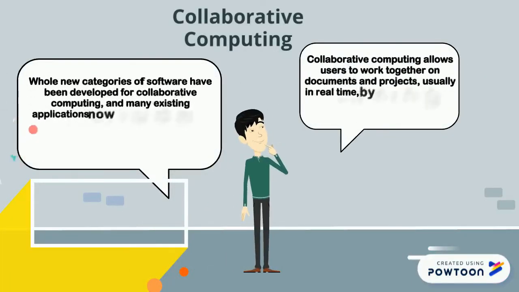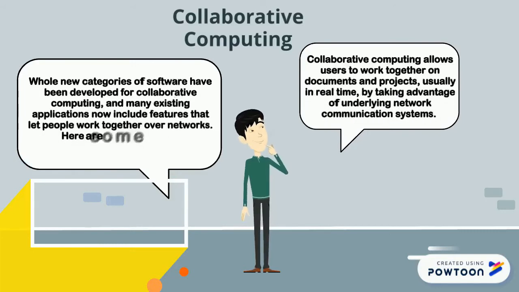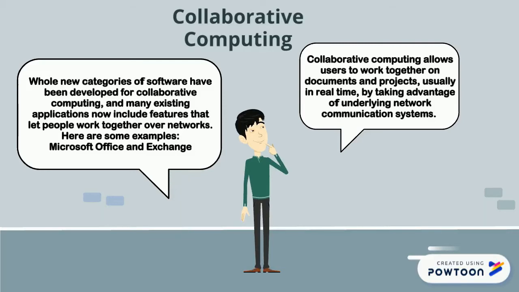Collaborative computing. On the right side, collaborative computing allows users to work together on documents and projects, usually in real time, by taking advantage of the underlying network communication system. On the left side, a whole new category of software has been developed for collaborative computing, and many existing applications now include features that let people work together over a network. Here are some examples: Microsoft Office and Exchange.